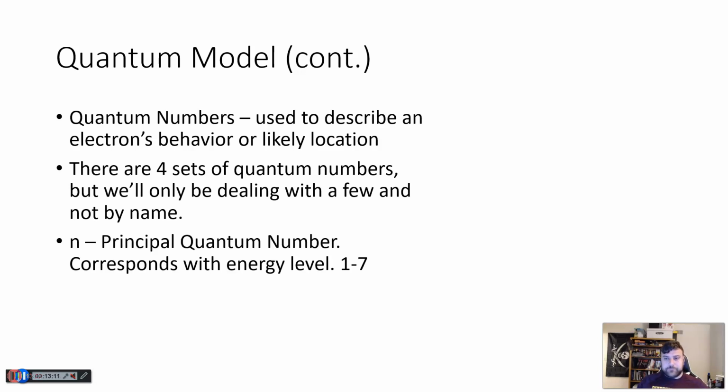Starting with n. N is what we refer to as the principal quantum number. This corresponds with the energy level that we are discussing. And this can only be from 1 to 7. In theory, we could have energy levels that are higher than 7, but we don't have any atoms that are big enough to where they would have that 8th or 9th energy level. So these only really exist from 1 to 7.